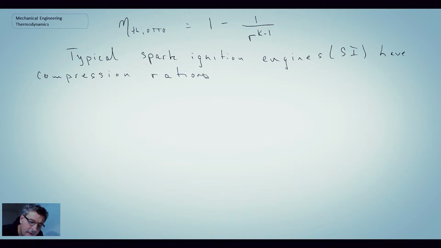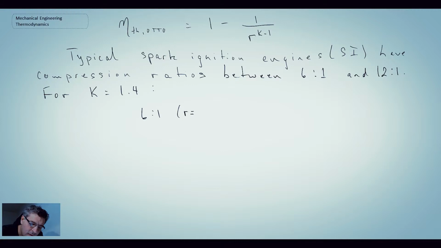And if you look up information on an engine, sometimes you'll see them expressing it in the following manner: 6 to 1 and 12 to 1. So if we're looking at a ratio of specific heats for air of 1.4, we can find that with the 6 to 1 compression ratio, R is equal to 6, and then the thermal efficiency for an Otto cycle would be about 51%.